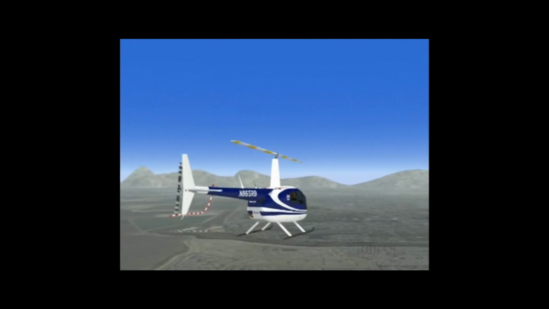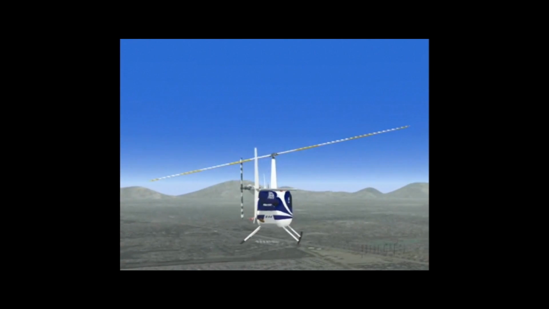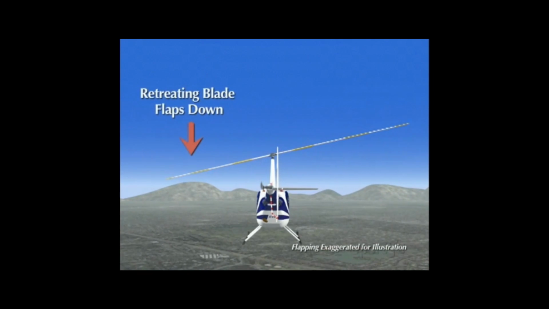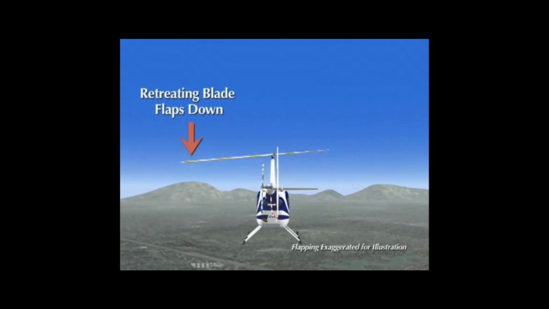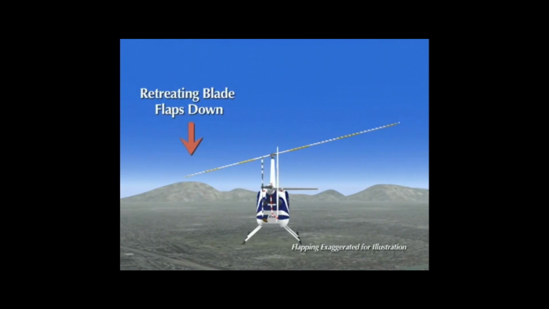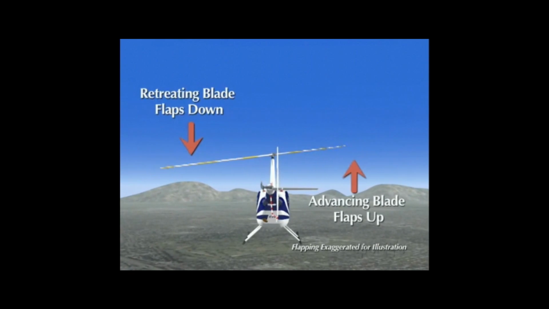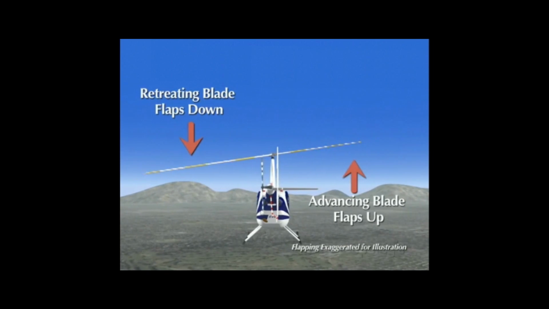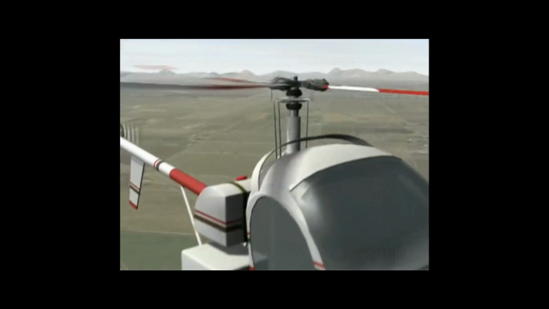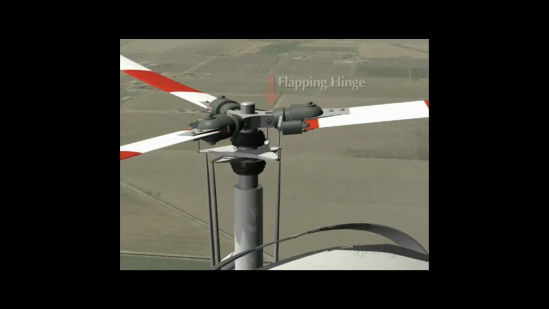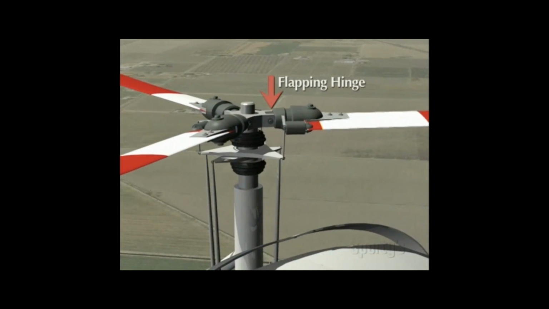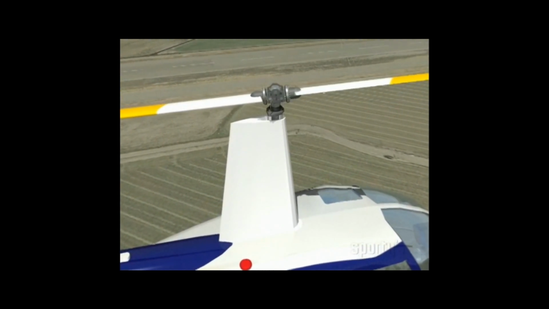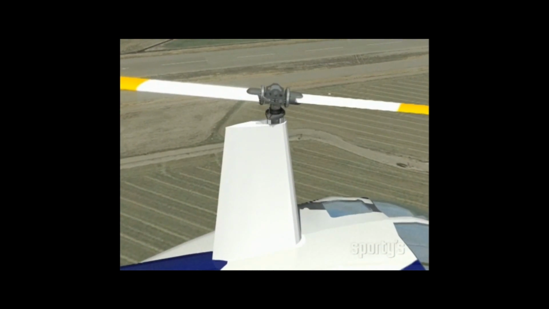The second thing that occurs is that because of the inherent decreased lift of the retreating blade, it tends to move downward. This downward movement on the retreating blade and the upward movement on the advancing blade because of its inherent added lift is called blade flapping. On some helicopters, there is a flapping hinge built into the rotor hub, allowing flapping to occur freely. On two-bladed models, the blades flap as a unit on a teetering hub.